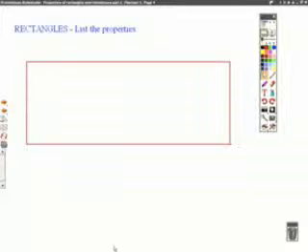And what were they? We know that opposite sides are parallel. We know that opposite sides are congruent. We know that opposite angles are congruent. We know that the diagonals bisect each other. And we also know that consecutive angles, or angles right next to each other, are supplementary. They add to 180. What else is going to take place?